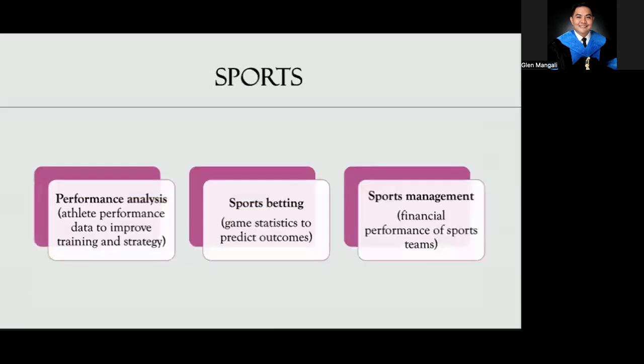Another discipline in the area of sports. You can use statistics in the performance analysis, particularly if you want to analyze athlete performance data to improve training and strategy. You can also use that in sports betting. For example, analyzing game statistics to predict outcomes is a good method of using statistics. And if you are in the sports management, you can use that in evaluating the financial performance of sports teams.